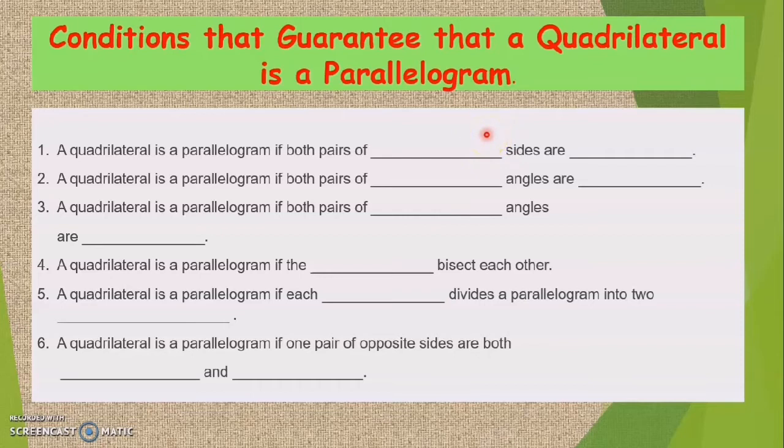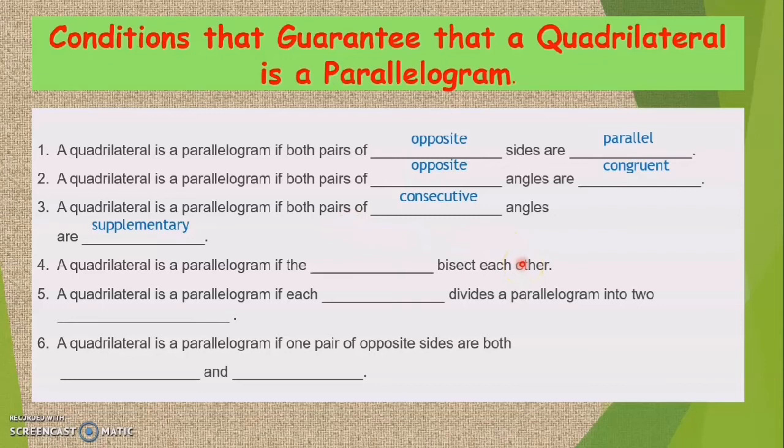A quadrilateral is a parallelogram if both pairs of blank sides are blank. So the first word, opposite. And the last word is parallel. Second statement, what are we looking for? A quadrilateral is a parallelogram if both pairs of blank angles are blank. Well, that word is opposite. And the last word is congruent. So on the third statement, we are looking for the words consecutive and supplementary. So these are the words that we are looking for to complete the statement.